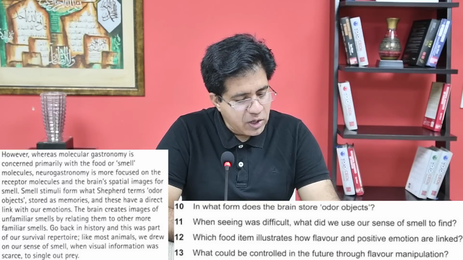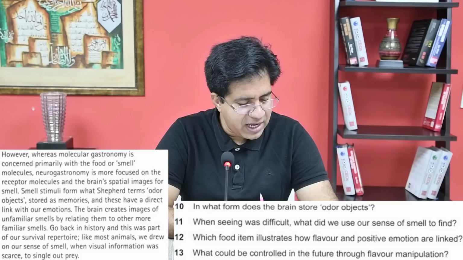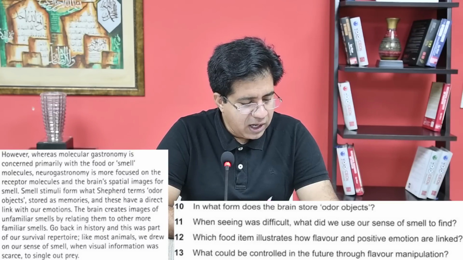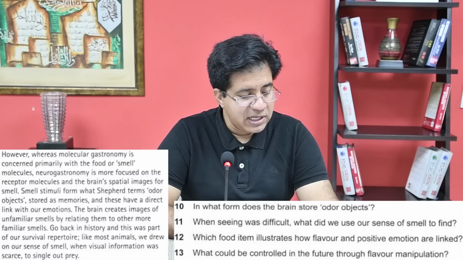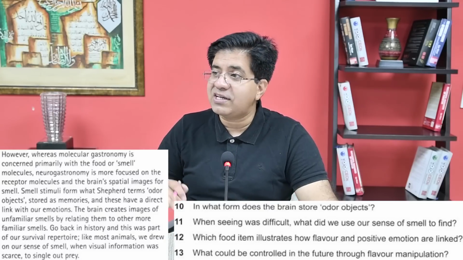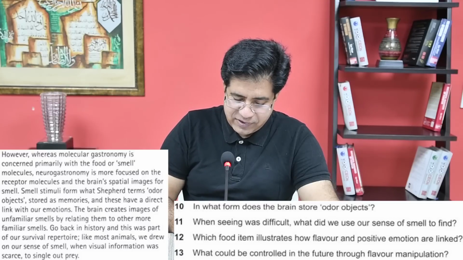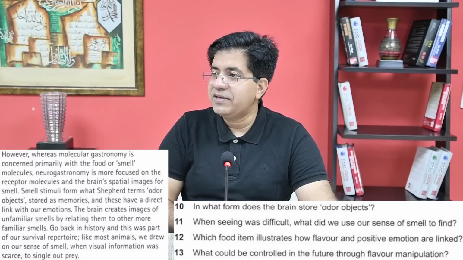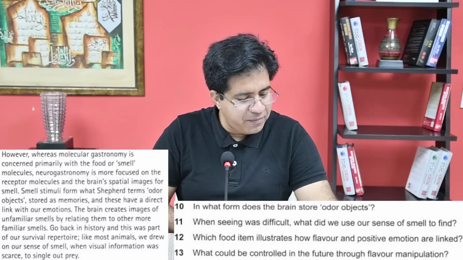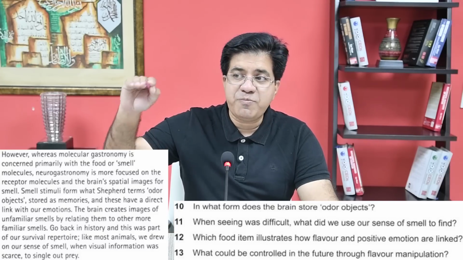To find what? Let's go on to same paragraph. Go back in the history. Found it? Yes. Okay, let's read it together. Go back in history, and this was part of our survival repertoire. Like most animals, we drew on our sense of smell when visual information was scarce. Try to understand. Visual information was scarce, and for that they used the words seeing was difficult. What did we do? We drew on our sense of smell when visual information was scarce, to single out prey.